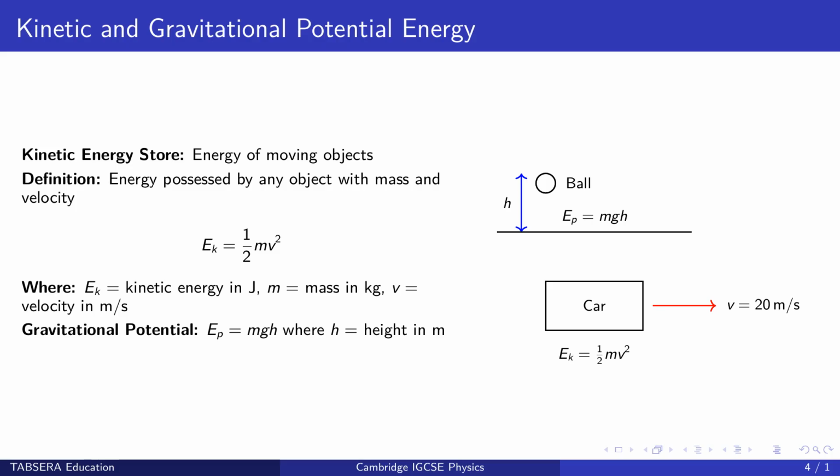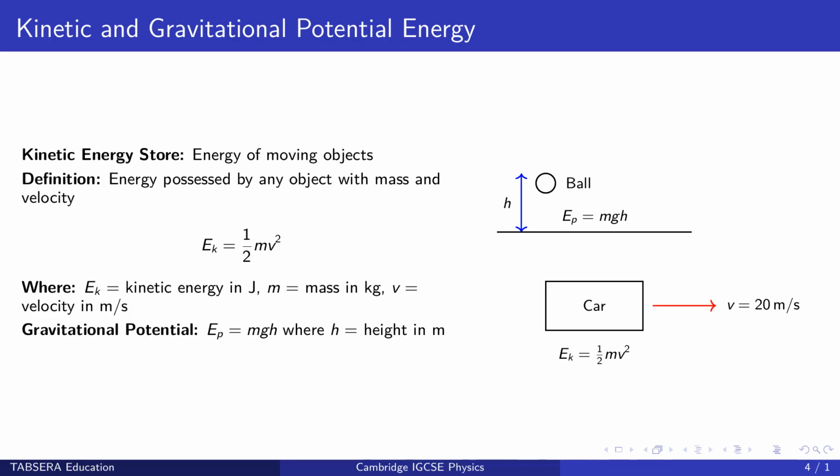Let's explore kinetic and gravitational potential energy stores. Kinetic energy is the fundamental energy of motion. The definition states, energy possessed by any object with mass and velocity. Mathematically, we express this as Ek equals 1/2 mv squared, where Ek represents kinetic energy, measured in joules, m represents mass measured in kilograms, and v represents velocity measured in meters per second. Gravitational potential energy uses the equation Ep equals mgh, where h represents height measured in meters.